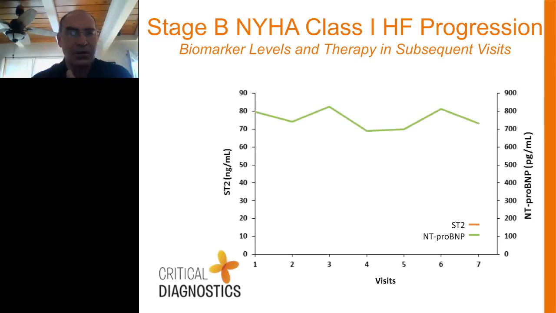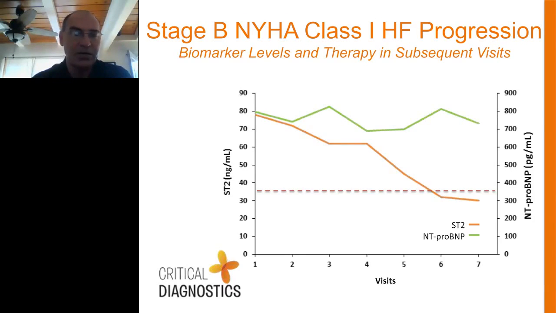He's ambulatory, he's reporting feeling okay, and he's responding to his therapy, or at least tolerating his therapy. But when ST2 was measured, we see that his ST2 level is quite high, almost 80, and that's a very high concentration for a stable heart failure patient.